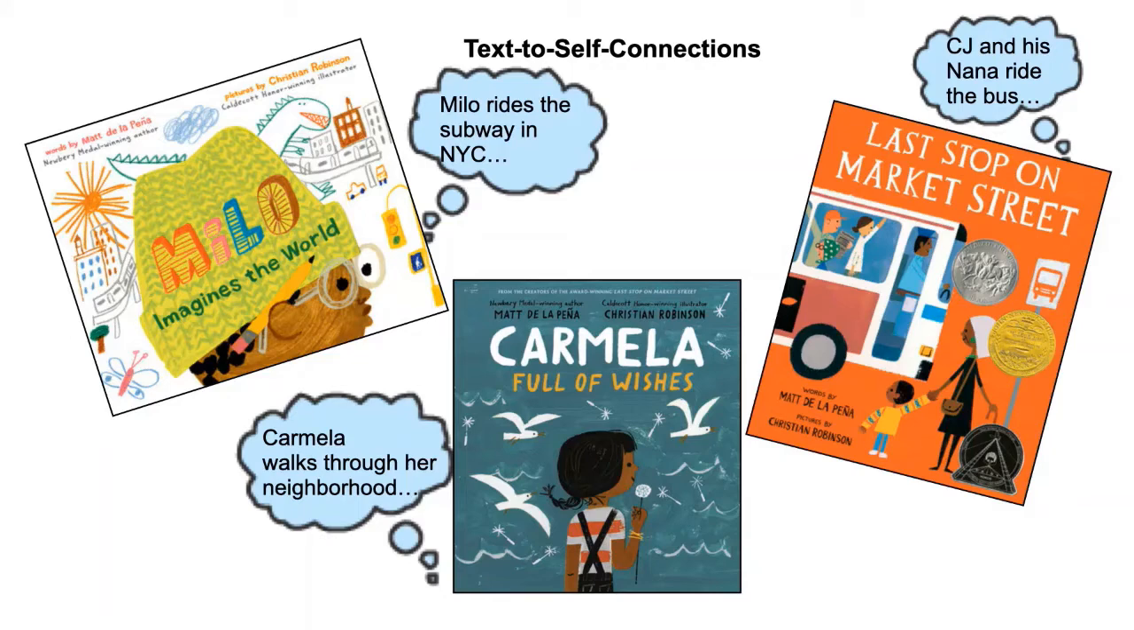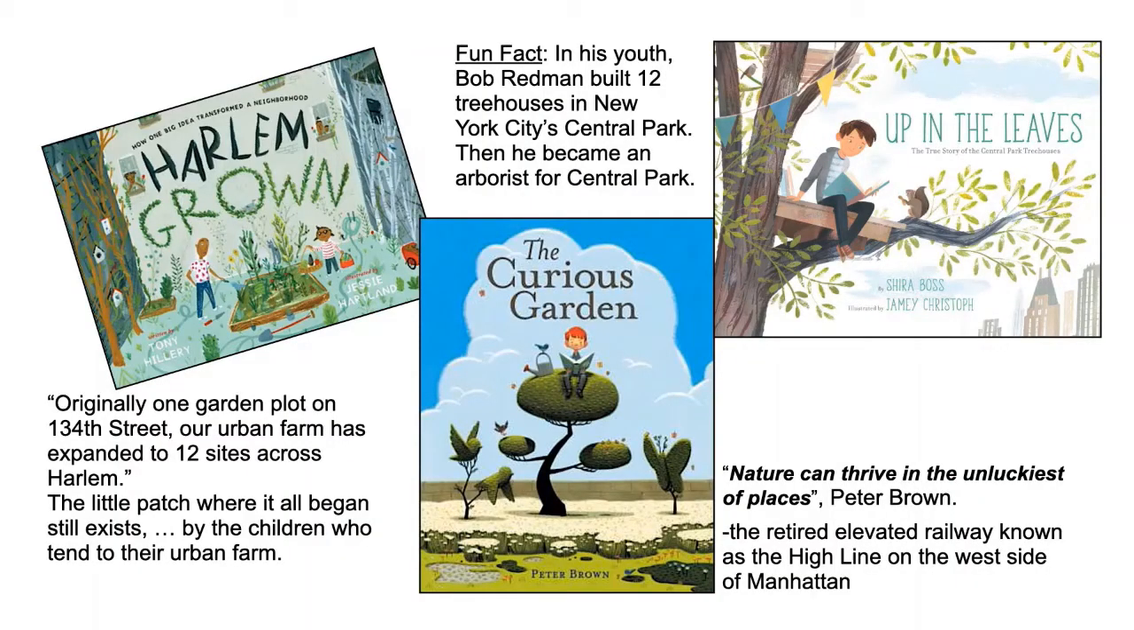In Carmela Full of Wishes, she travels with her brother through their neighborhood, stopping at the laundromat, Miss Maria's vegetable stand, and other small businesses. Students make connections to where they live and what makes up their community.